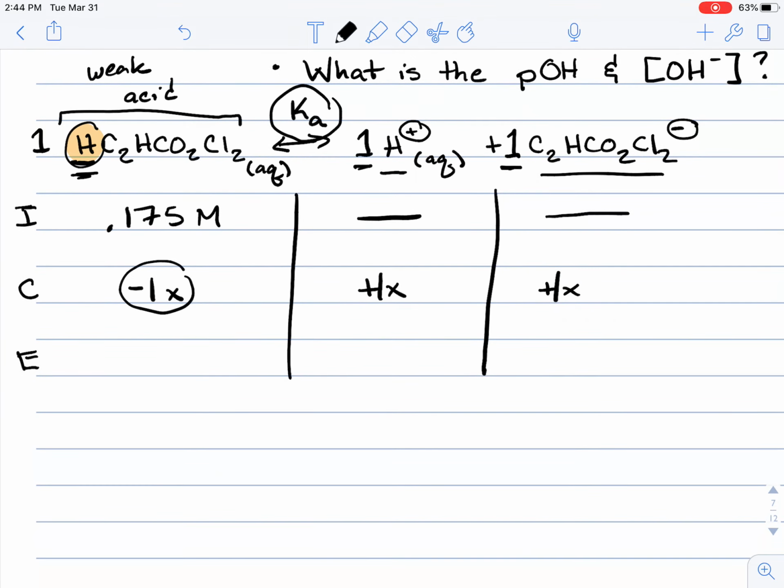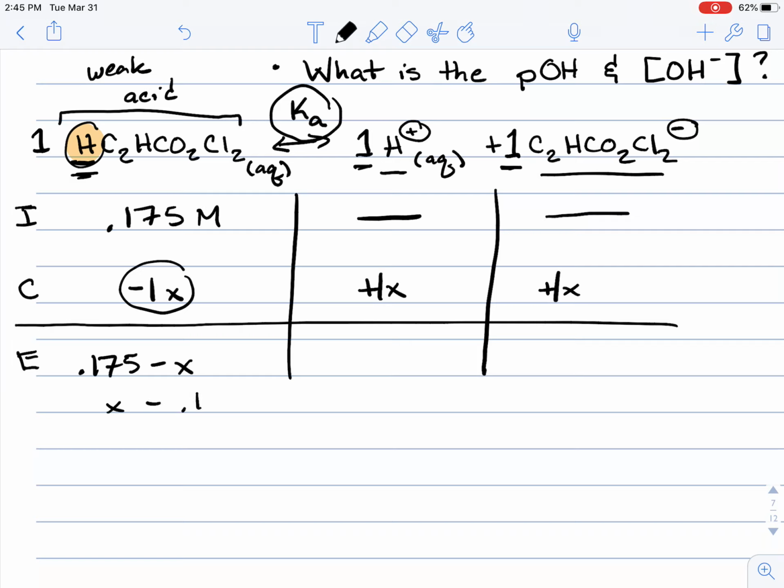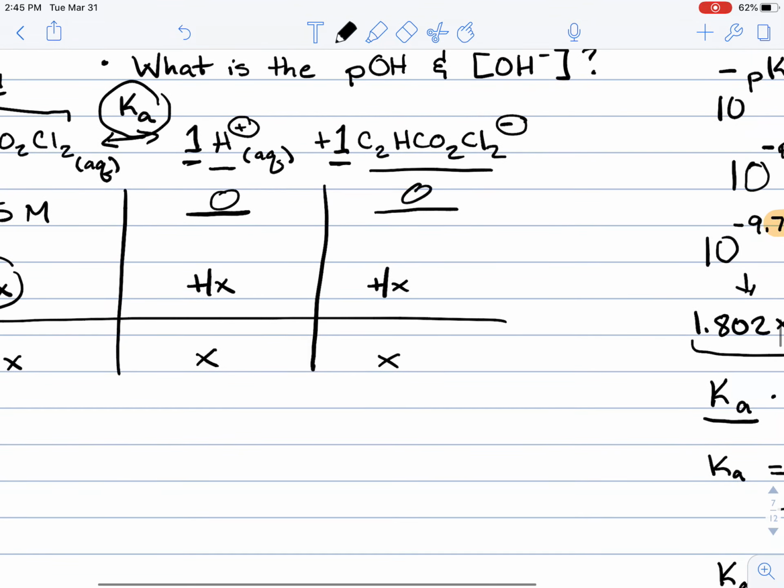So for the equilibrium concentrations, we can write expressions for them by simply adding the column downwards. So this is going to be 0.175 minus x. You don't really want to do it the other way around, so please don't put in x minus 0.175. That's going to throw off your answers. You always want to add downwards from top to bottom. So this is going to be x, and then this is going to be x. So 0 plus x is x, 0 plus x is x.